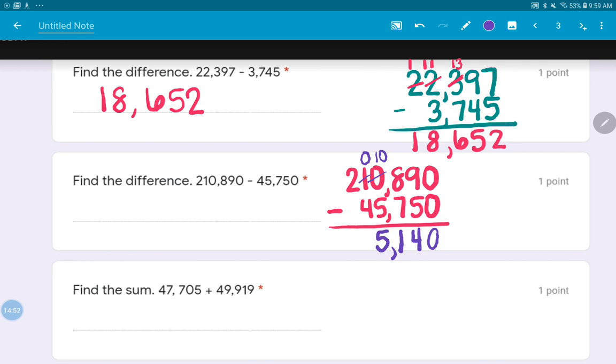You can't take 4 from 0. Mm-hmm. So you make the 0 10. Okay, where do I get that 10 from? 10. Okay, so now I only have 100,000. And then you put the 1 down. Okay, what's 10 minus 4? 6. And then I bring down my 1. Okay, very good, Cash. The answer is 165,140.